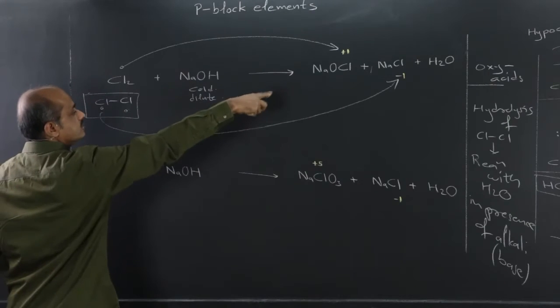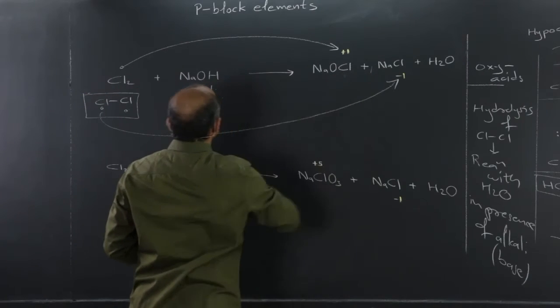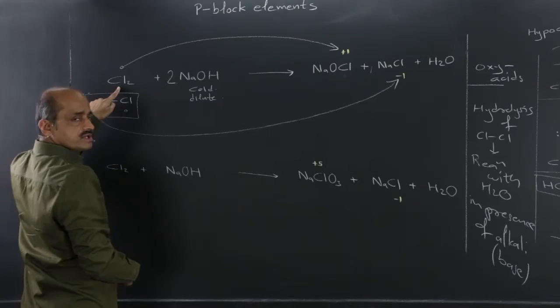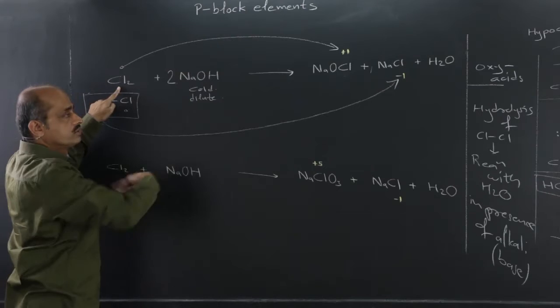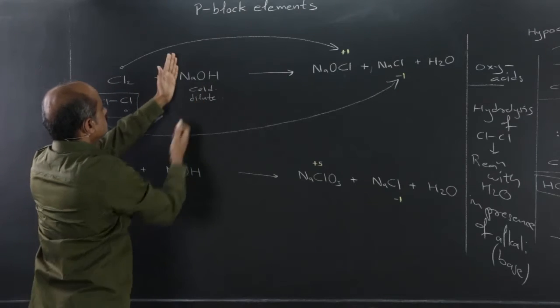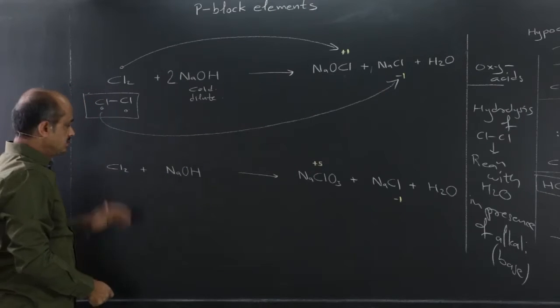To balance elementally, 2 sodium are required. This is +1 chlorine, this is -1 chlorine. From this molecule, 1 chlorine gets oxidized to +1, and the second chlorine gets reduced to -1. With 2 molecules of NaOH and H2O, the reaction is balanced.